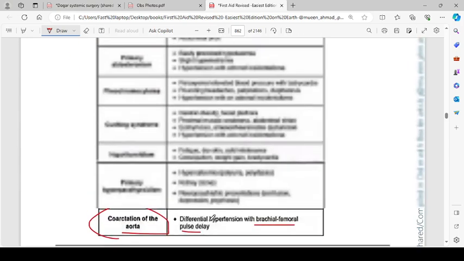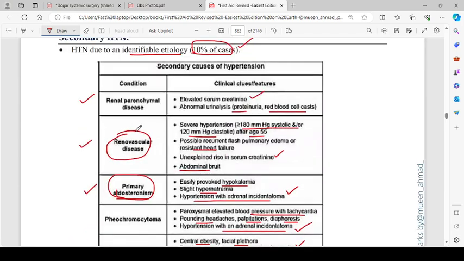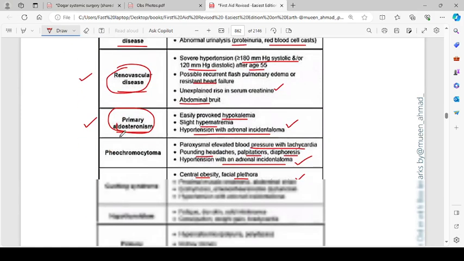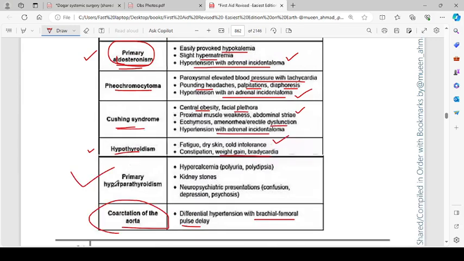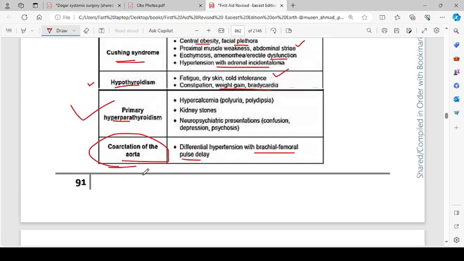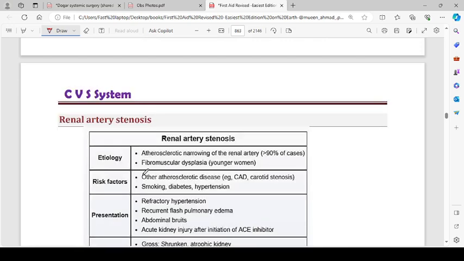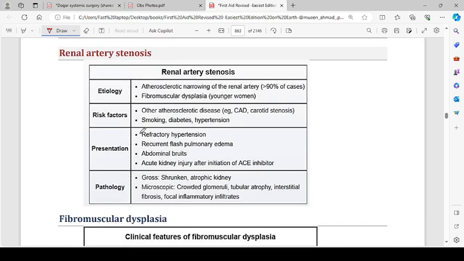Got it. So these can be the secondary etiologies: renal parenchymal disease, renovascular disease, primary aldosteronism, pheochromocytoma, Cushing syndrome, hypothyroidism, primary hyperaldosteronism, and the coarctation of aorta. Then comes the renal artery stenosis etiology. Atherosclerotic narrowing of the renal artery in more than 90% of the cases.